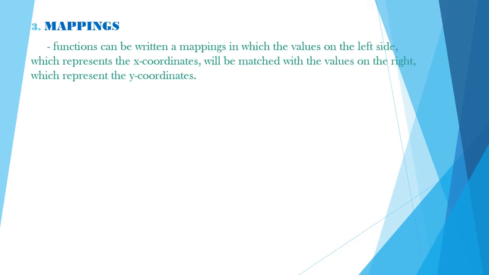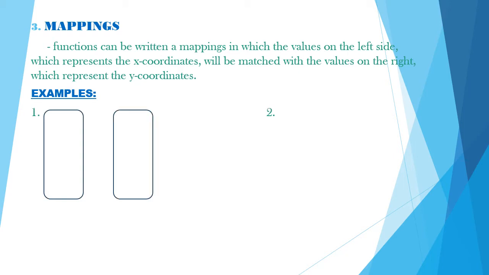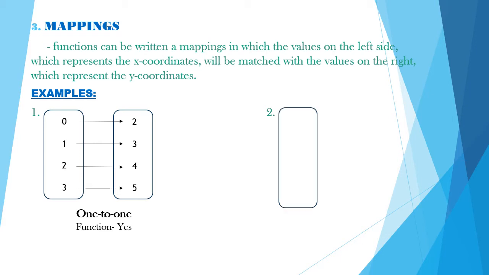The third way is called mapping. It is where the values on the left side, which represent the x-coordinates, are matched with the values on the right, which represent the y-coordinates. We have four examples. First, we have the one-to-one, where the numbers of x-coordinates and y-coordinates are equal. They are both matched individually, not repeatedly.